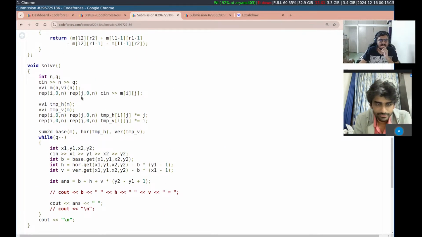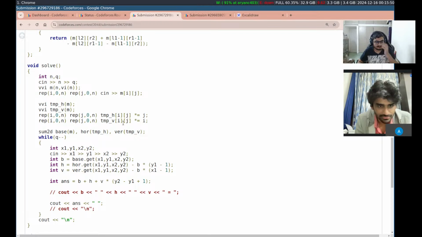Now the rest of the code: first he took all the values as input. Temporary h is each value multiplied by the height it has. Temporary width is each value multiplied by the column it has. And now he has three 2D prefix sums: the original value, the horizontal one, and the vertical one. I think H is horizontal, V is vertical.